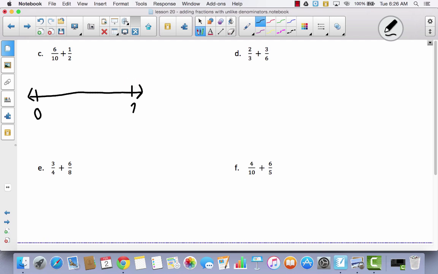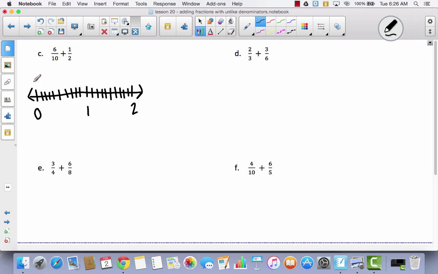Okay, and I'm going to put my 1 right here in the middle. All right, so I've got to divide these into tenths. So I'm going to divide each of these into 10 parts. I'm going to start by dividing in half and then divide each half into 5 parts. So 1, 2, 3, 4. 1, 2, 3, 4. Then I'm going to divide this one in half, and then 1, 2, 3, 4. 1, 2, 3, 4. Now each of these are tenths.